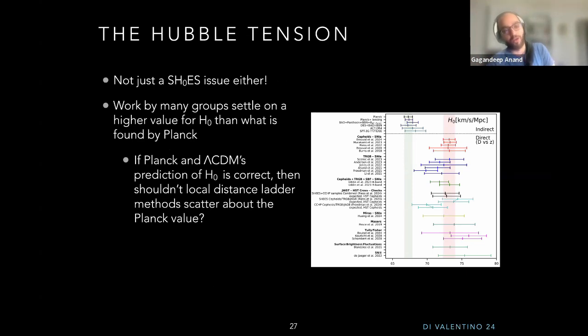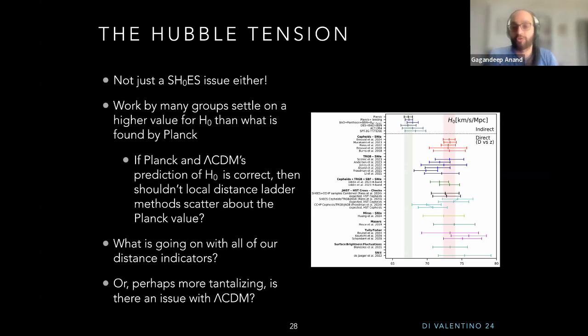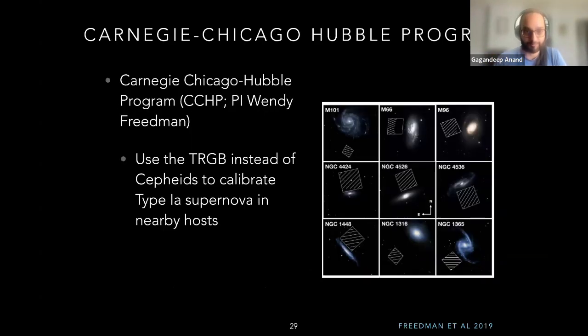And so, if the Planck and lambda CDM's prediction of the Hubble constant at the present day is correct, then shouldn't the local distance ladder method scatter about the Planck value? Well, we see that they clearly don't. And so this begs the question, what is wrong with all of our distance indicators and the way we're doing these experiments? Or more tantalizingly, is there an issue that we've uncovered with lambda CDM? That's a very intriguing question, but we ought to be sure that we haven't messed up in the local distance ladder.